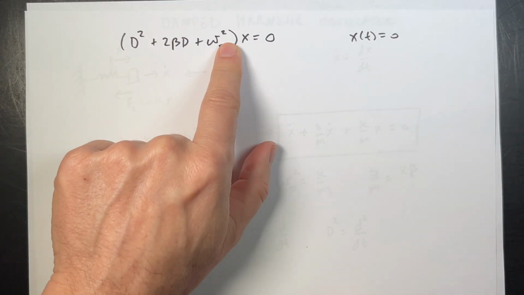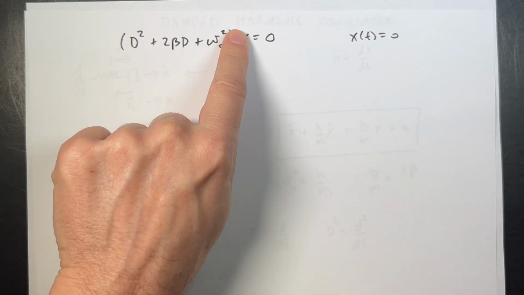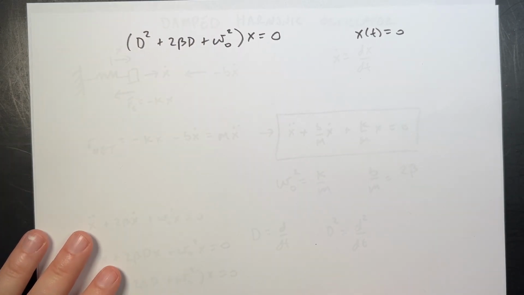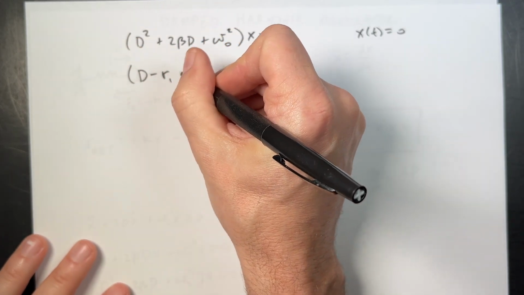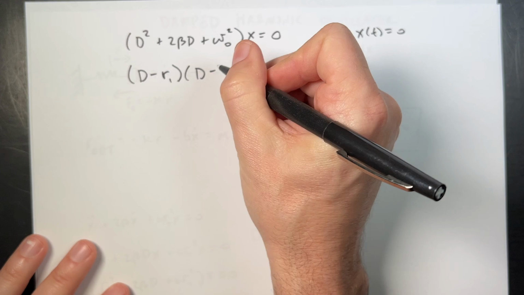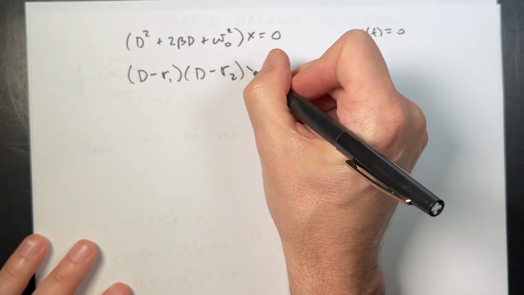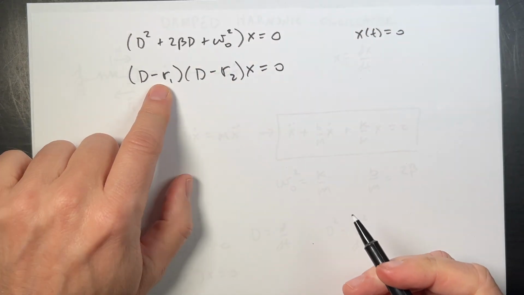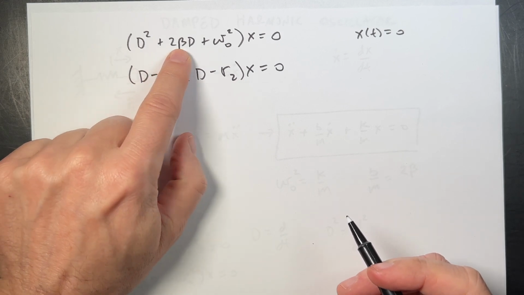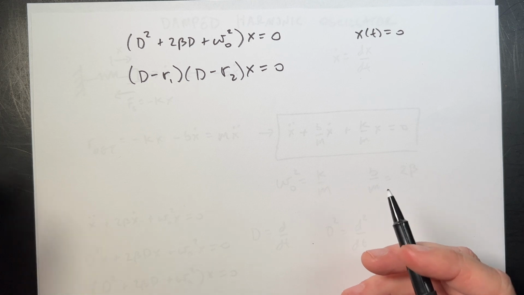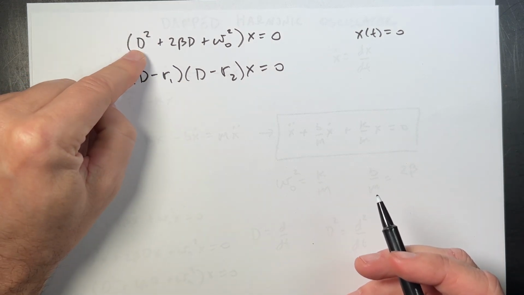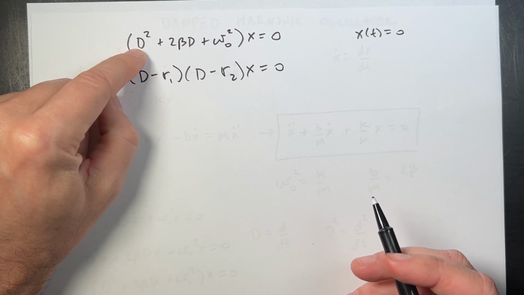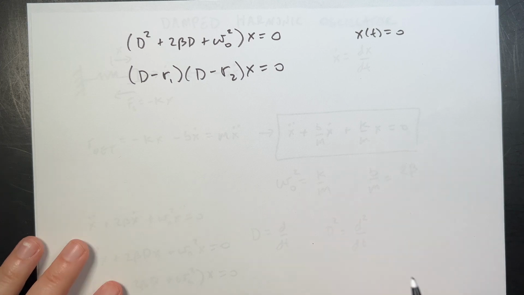And you can see this looks like a quadratic equation, and if that's true, I should be able to factor this. So you can actually write this as (D minus r1)(D minus r2) x equals 0, where r1 and r2 are constants because 2 beta and omega naught squared are just constants. So I should be able to factor that. So how do you factor an equation like this where I'm treating D as a variable? Well, the answer is use the quadratic equation.